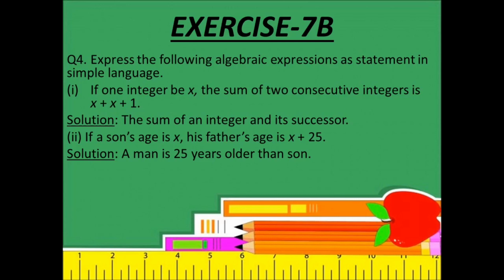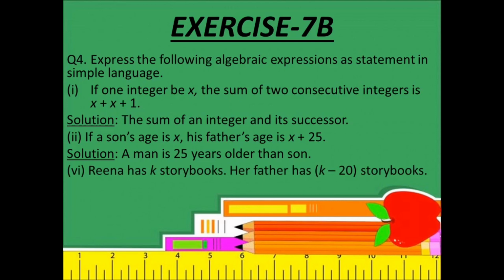Now students, the next part, the sixth part, says that Reena has k story books. Her father has k - 20 story books. So students, this means what? This means that Reena has 20 more story books than her father. So the solution will be: Reena has 20 more story books than her father. Hopefully it is also clear to you.